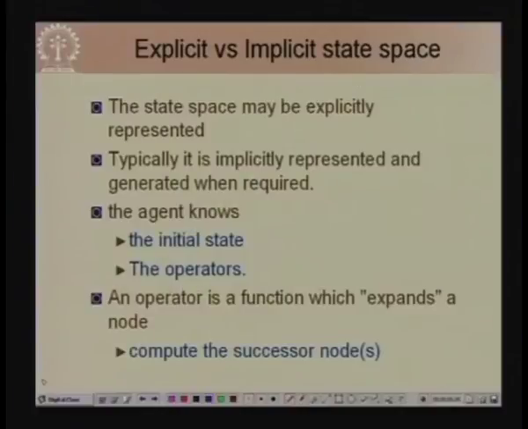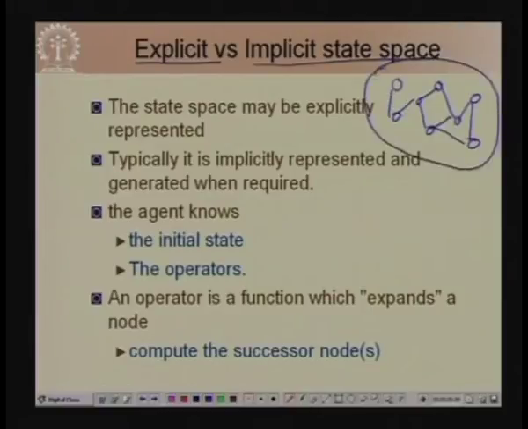Now we come to the concept of implicit state space. The state space may be explicit or it may be implicit. In an explicit state space, we model explicitly all the states of the system and we model all the operators, possible operations on the system. So this is an example of an explicit state space where every state is explicitly modeled.